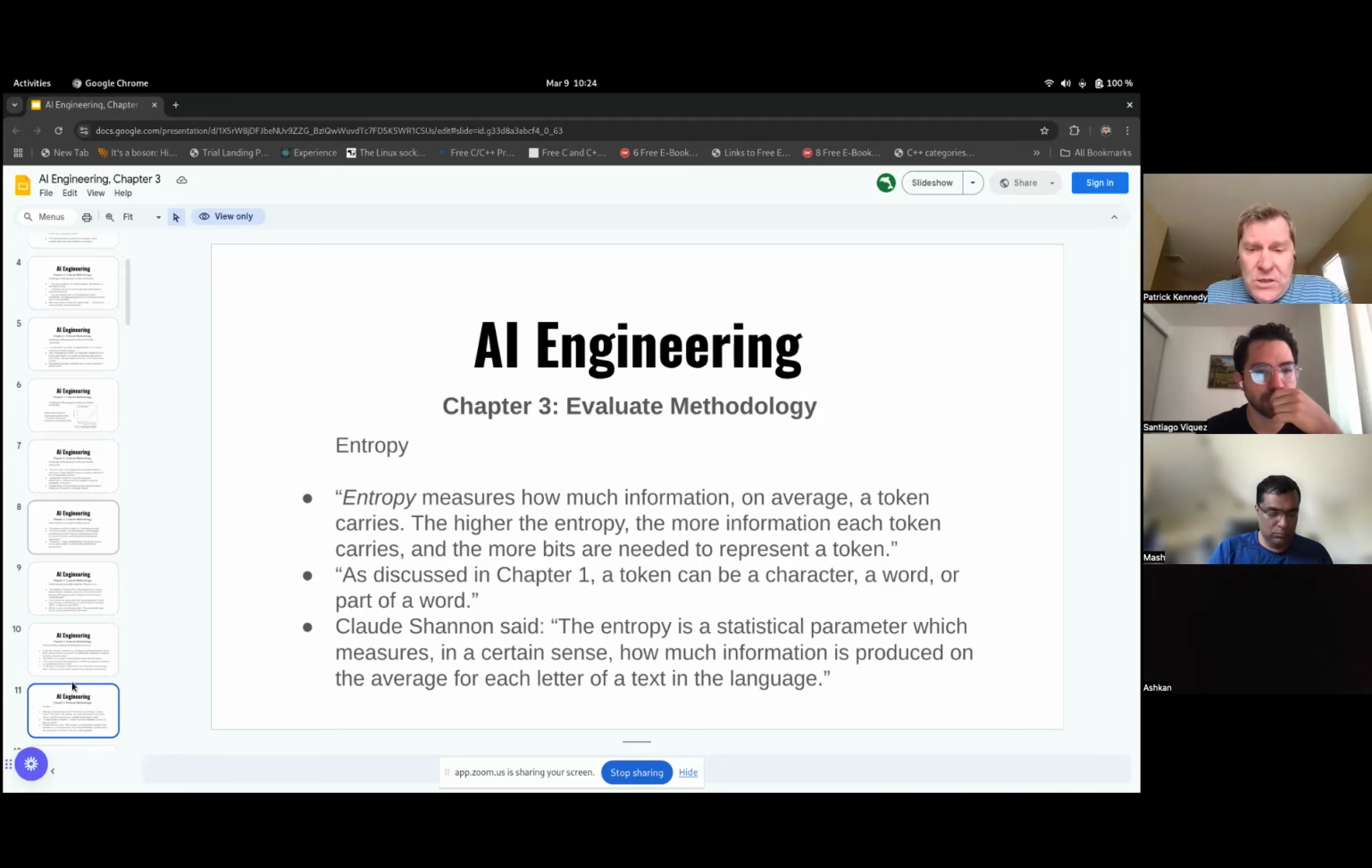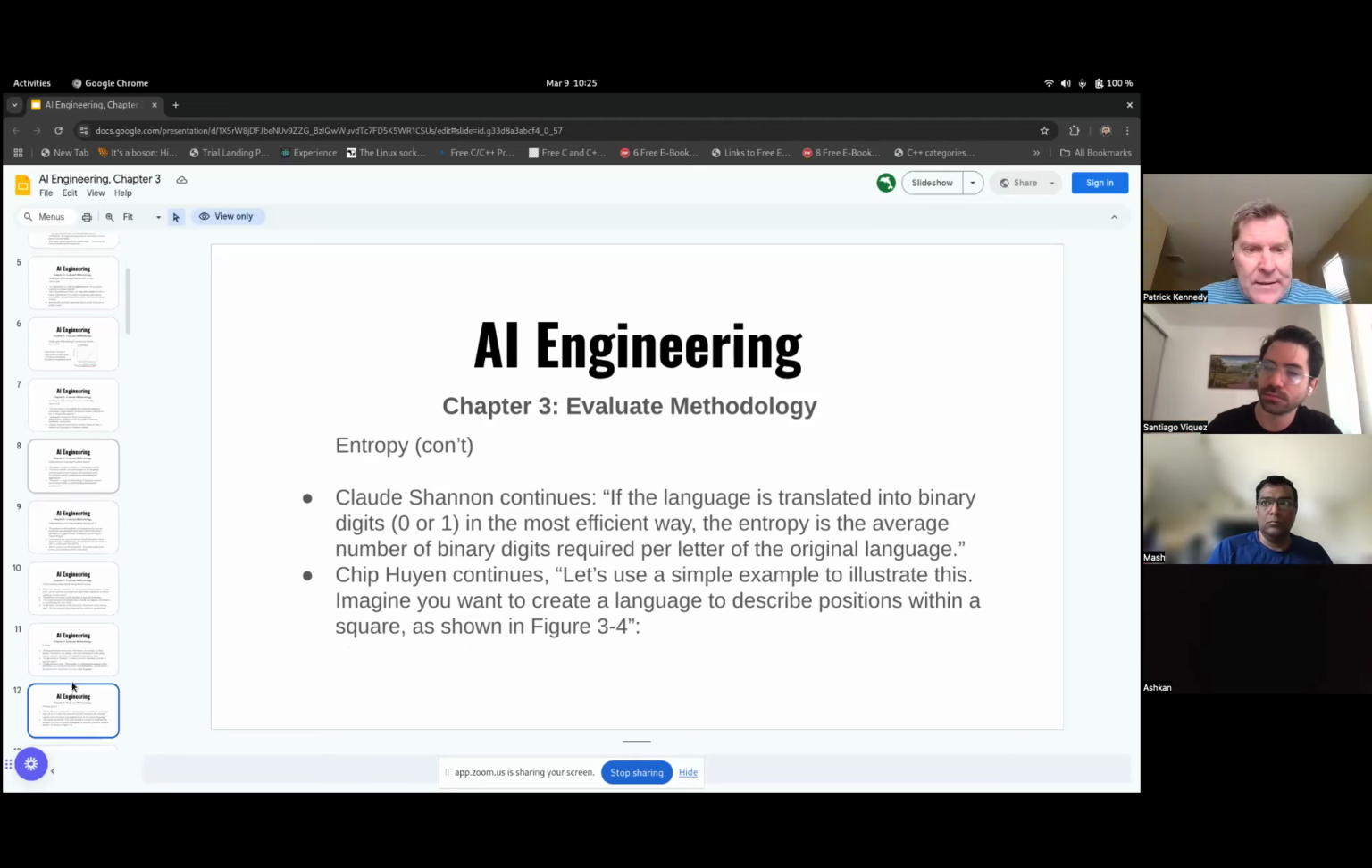So Shannon said the entropy is a statistical parameter which measures, in a certain sense, how much information is produced on the average for each letter or word of the text in the language. So entropy can be the state of disorder or chaos, or how much information was degraded, and the flip side is how much of that information remains, is the way I interpret it. And like I said, it's better just to look at the mathematical equation to get a little bit more of the intuition of what's going on.